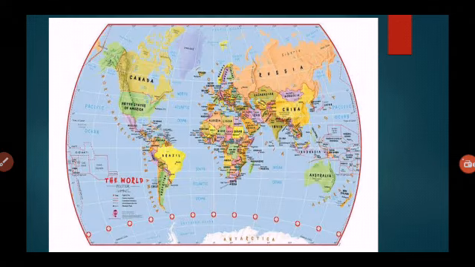A map is a representation or drawing of the earth's surface or a part of it, drawn on a flat surface according to a scale. But it is impossible to flatten a round shape completely. Is it or not? So we find that maps are useful to us for various purposes.